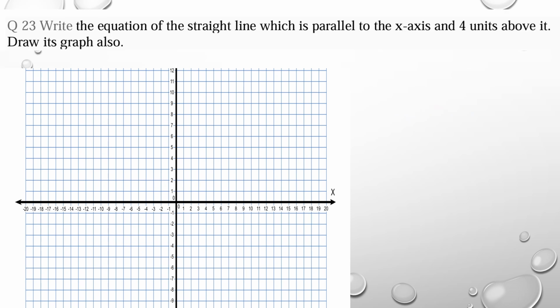Next, write the equation of the straight line which is parallel to the x-axis, 4 units above. So above 4 units, this one, which is parallel to the x-axis. Using the scale, draw. This is parallel to the x-axis. What is 4 units on the y-axis? So what will our equation be? y is equal to 4.